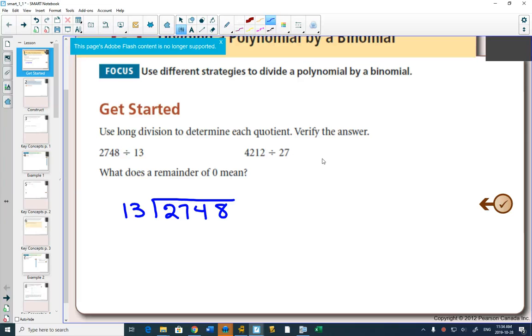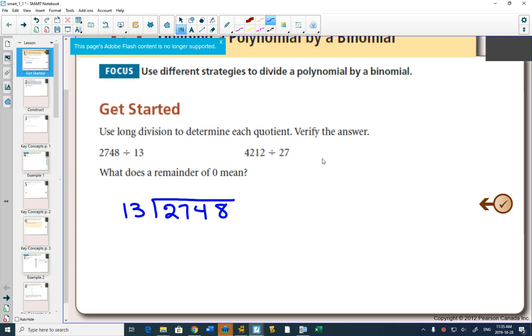So long division was a way of dividing without your calculator. Most of you would probably just go, oh, I just used my calculator for this. But the skill is needed for what we're going to be doing next because we do the same thing with algebra. Now in long division, we want to divide 2,748 by 13.